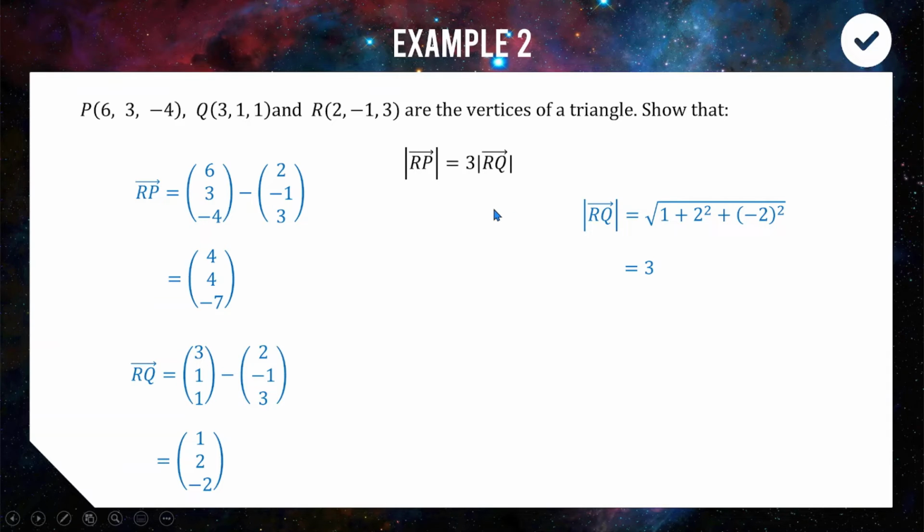All right, now we'll evaluate the magnitude of RP, which is this vector right here. So we'll do the square root of 4 squared plus 4 squared plus negative 7 squared. Would you believe that works out to be the square root of 81, which is of course equal to 9. And 9 is actually 3 times 3. So this is 3 times the magnitude of vector RQ. So we have shown the condition in the question. RP is 3 times as long as RQ.